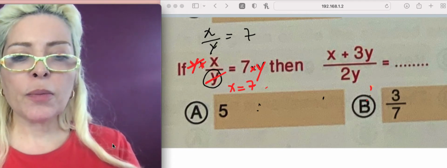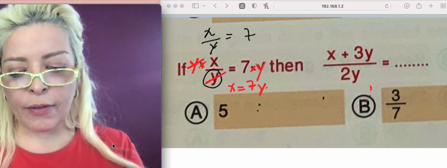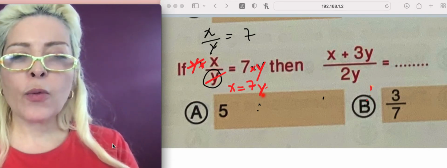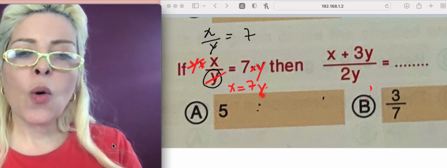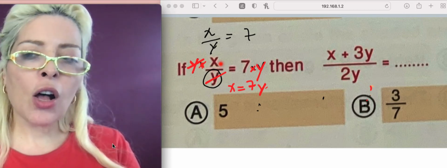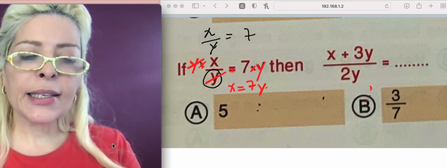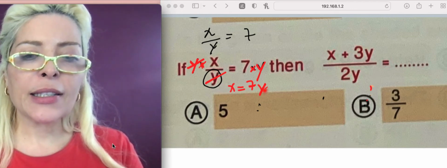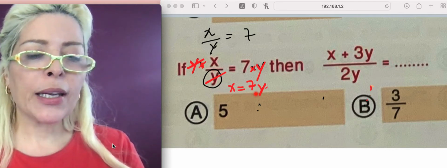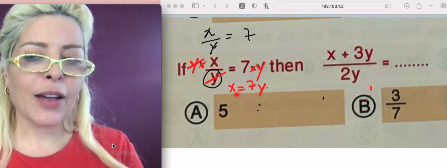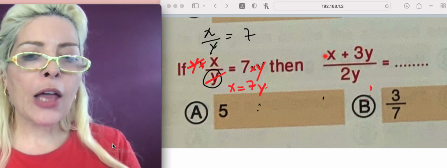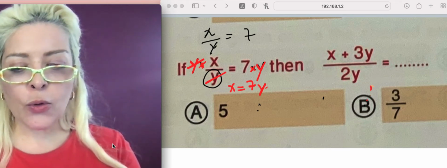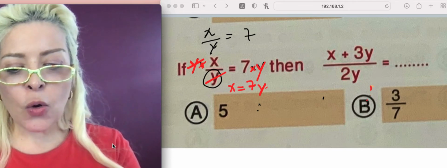Now, what is 7 multiplied by y? X equals 7y. So whether we say x or whether we say 7y, it's the same thing. Why? Because we solved for x in terms of y. Now that we got this, we can use 7y in the place of x. We go here and we replace x with 7y.